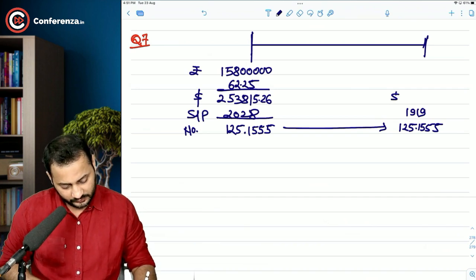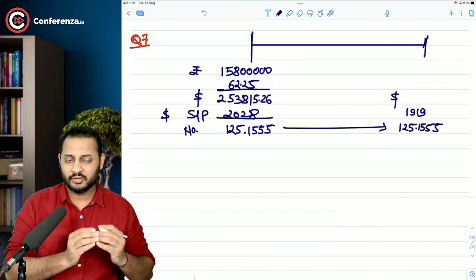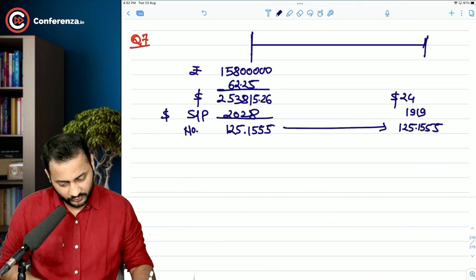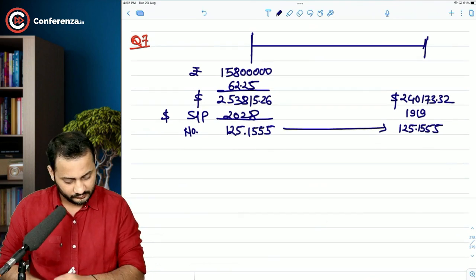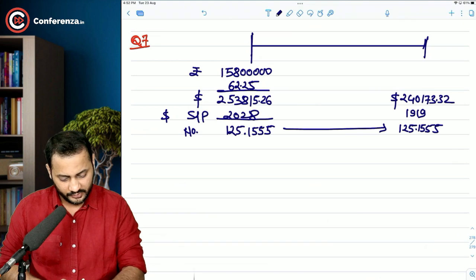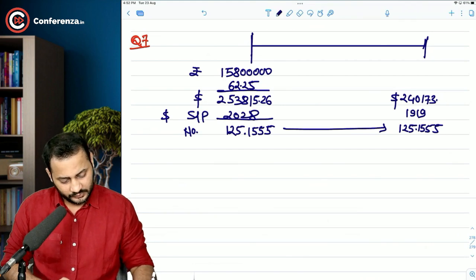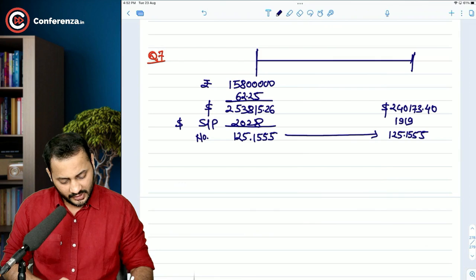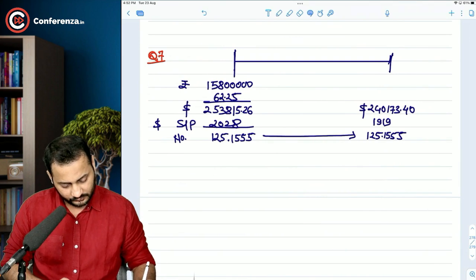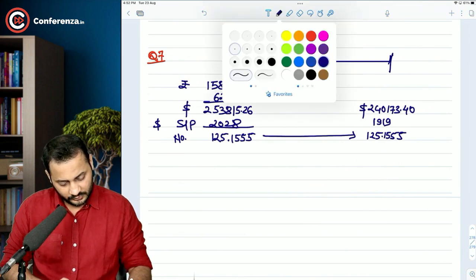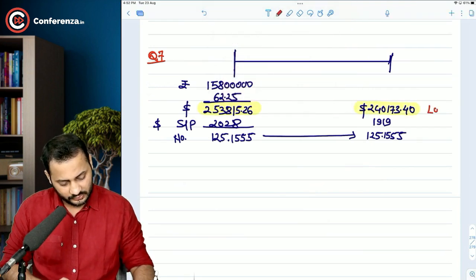And you will get around how much dollars? Obviously this is in dollar, right? So numbers multiplied by the dollar, you will get the dollars. 240173.32. Okay, sir. 125.1555 into 1919, that's 240173.40. So this much of the dollar was received by you, and you can clearly see there is a loss to you in terms of dollar investment. When you compare this investment with this, you can see we have a loss.